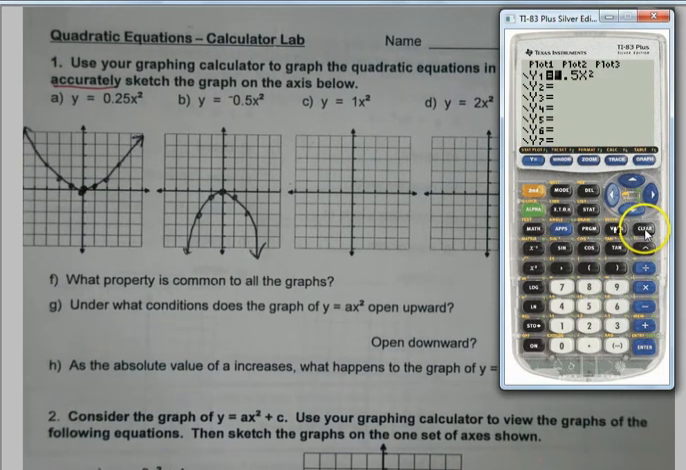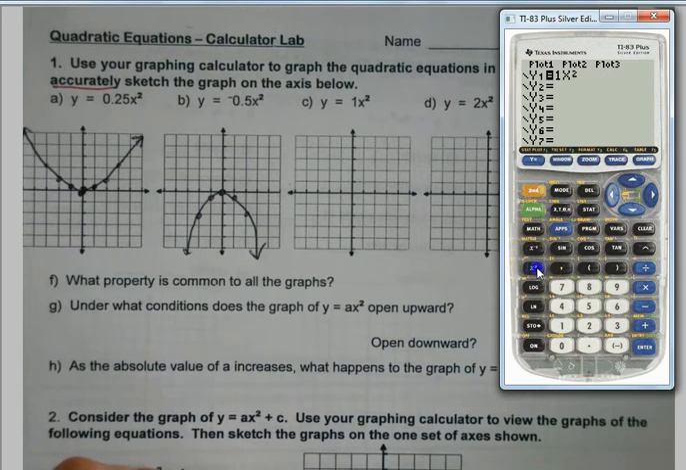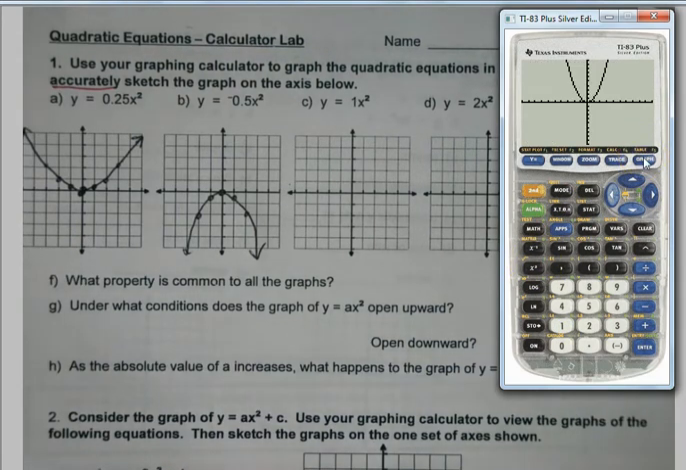Graph C, this is what we call your base graph or your mother graph for quadratics. It's just y equals x squared basically, because we know that if you put 1 in front of something, it really doesn't change the value that much. So if I put that next one in, okay, the C, that's my base graph. And we'll get to a point where we start shifting these around using the values that we have.